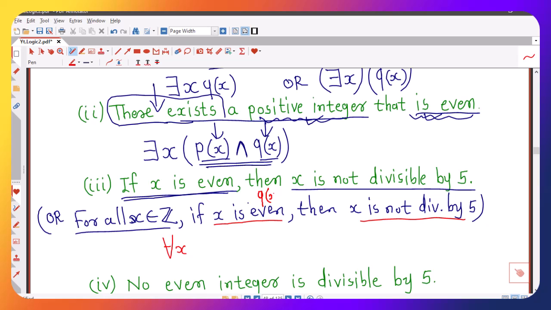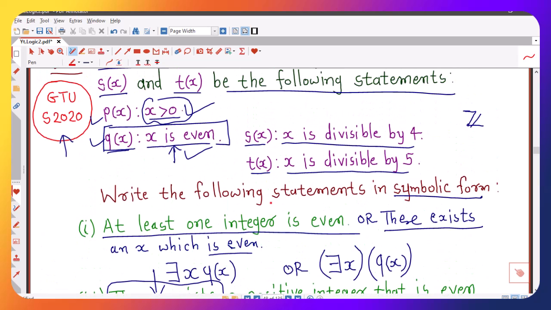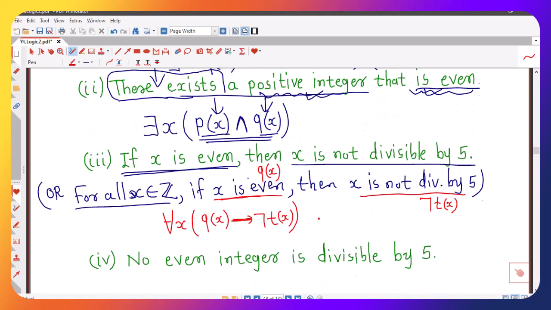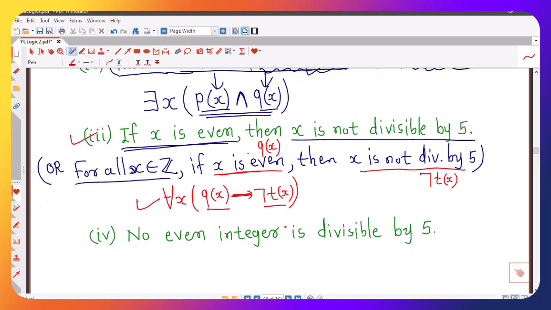x is even is represented by q(x), and x is divisible by 5 is denoted by t(x). Therefore x is not divisible by 5 will be the negation of t(x). So whenever x is even, then x is not divisible by 5, that is, x is even implies negation of t(x). This is the symbolic form for the statement: for all x, if x is even, then x is not divisible by 5.